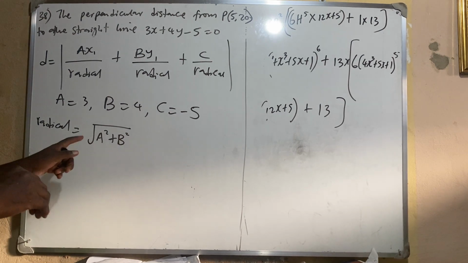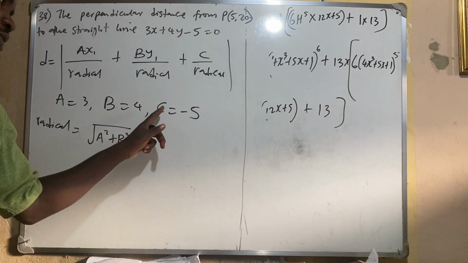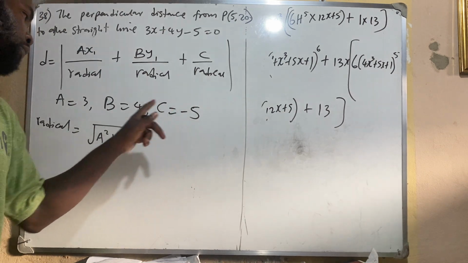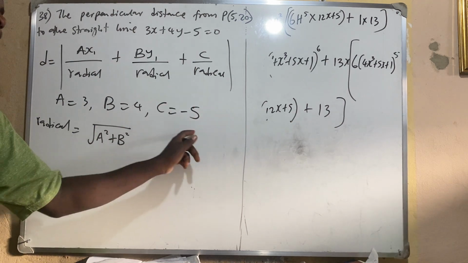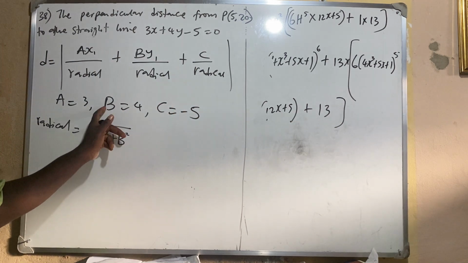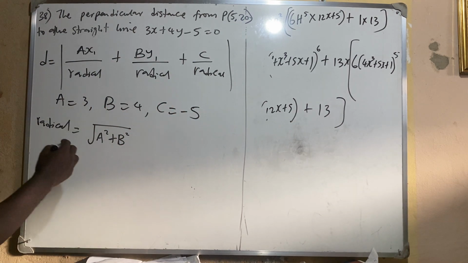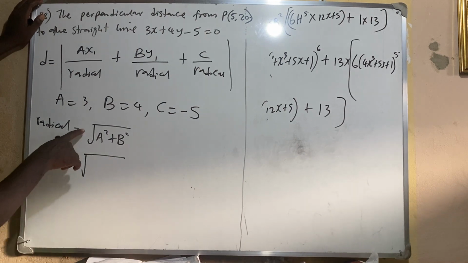It's supposed to be either plus or minus, depending on what your C is. If your C is minus, you will take plus. If your C is plus, you will take minus. But if your C is 0, you will take the sign of B. Please notice that. So I'm taking plus because C is minus.